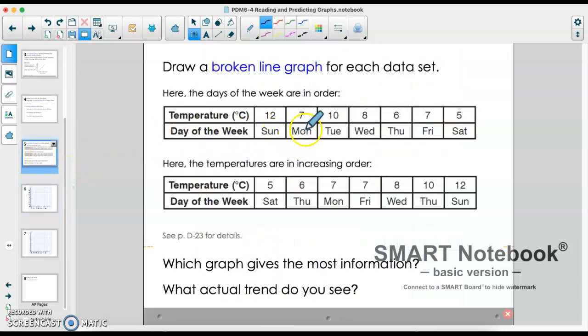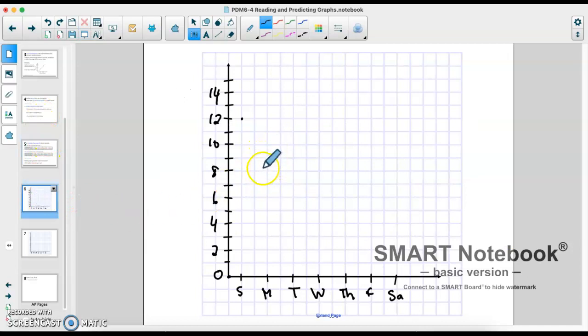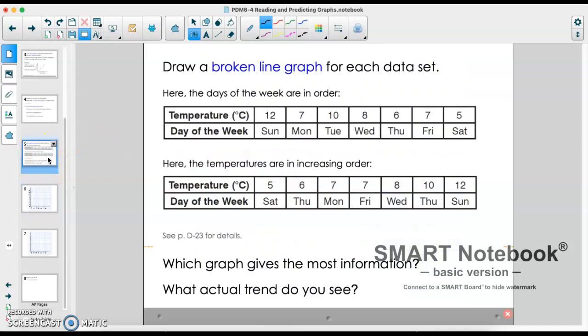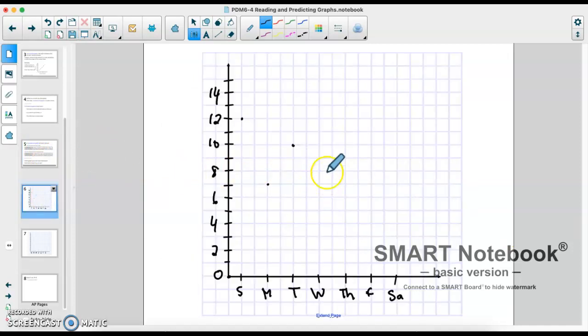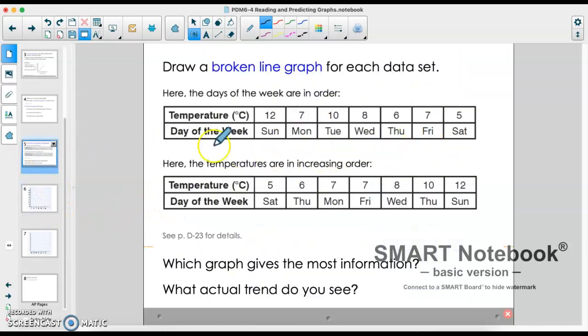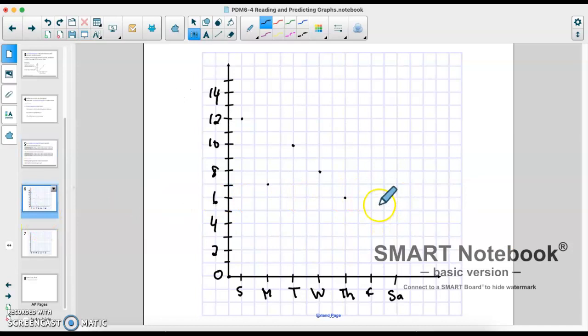Monday is 7, Tuesday is 10. I'm lining my stuff up. Wednesday is 8, Thursday is 6. Friday is 7, and Saturday is 5.